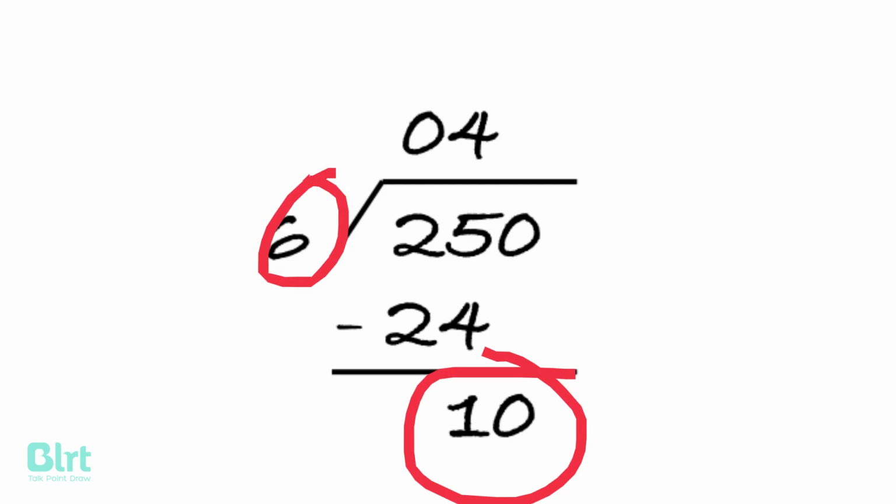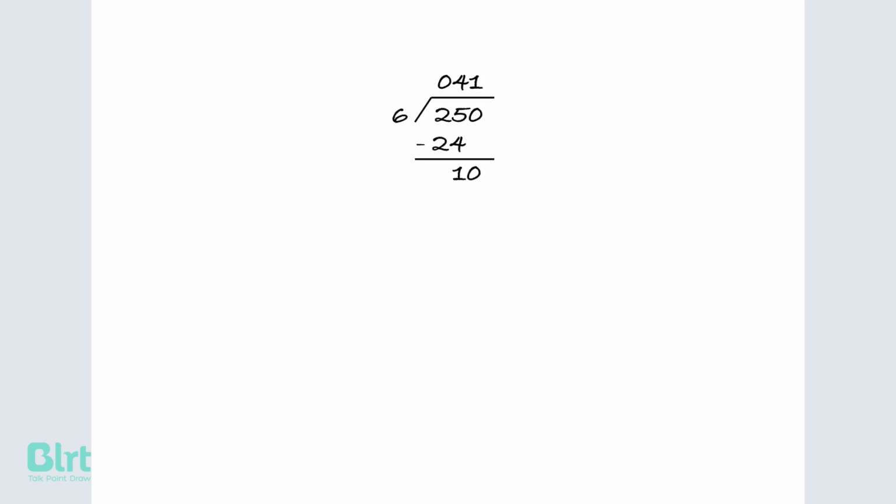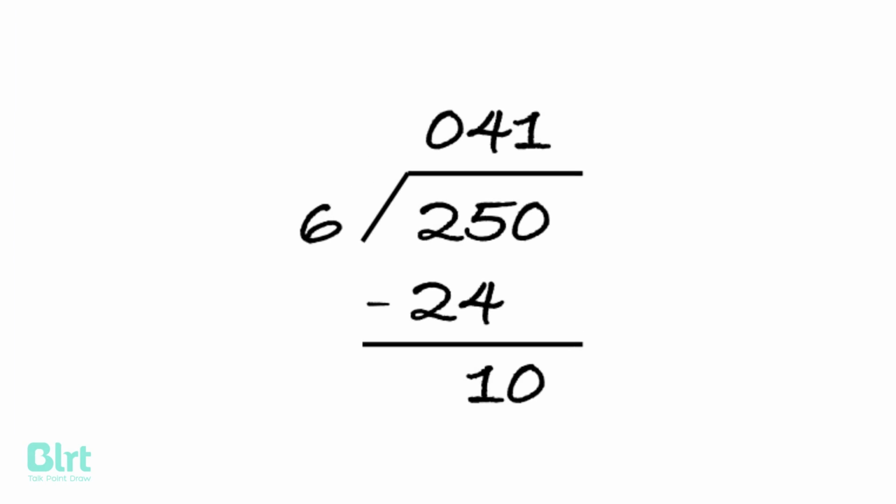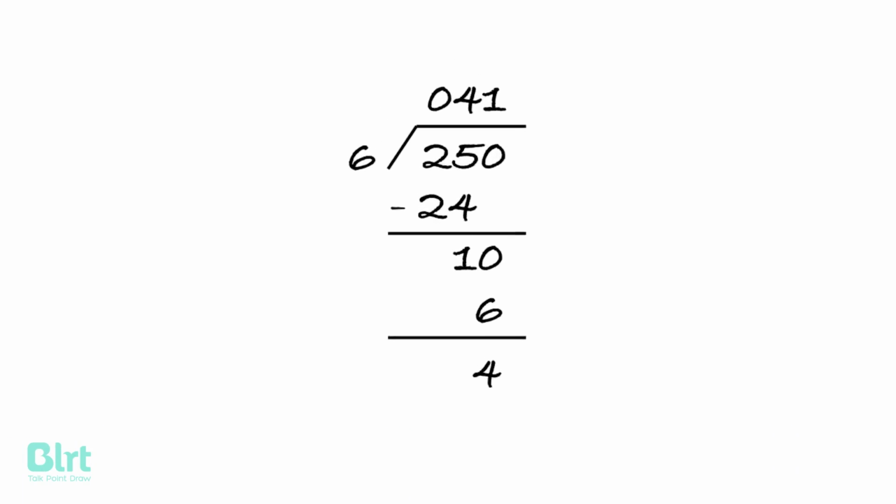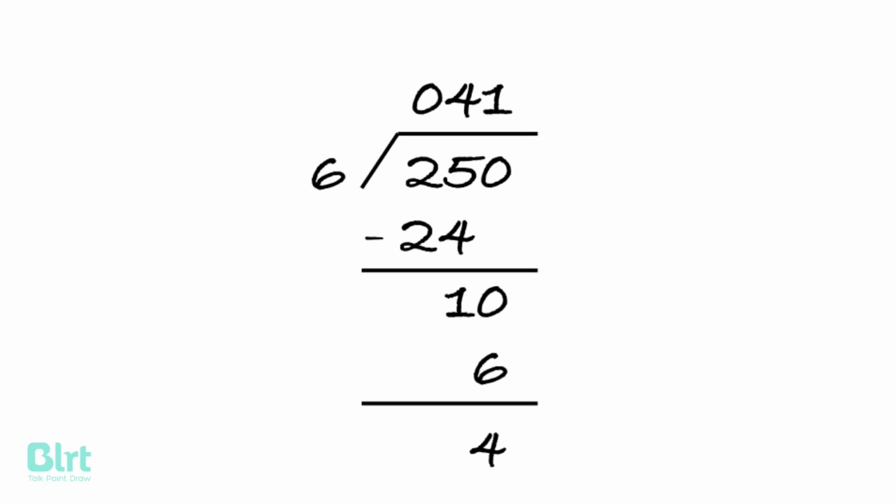6 can definitely go into 10. So now what we do is work out how many times 6 can actually go into 10. And it can go in 1 time, so we'll write 1 up here in the quotient area. Now we need to continue repeating the process and work out what 6 by 1 is. And of course it's 6, so we write that down here underneath the 10.